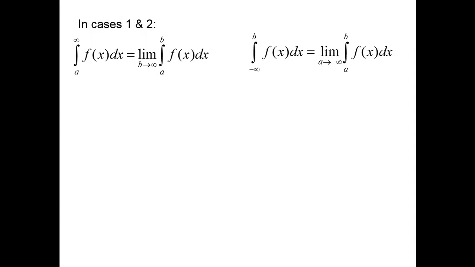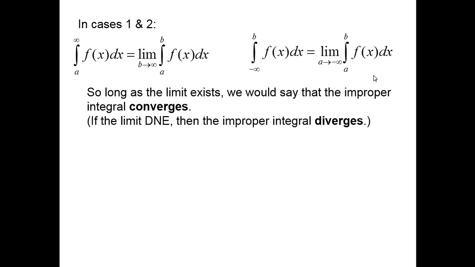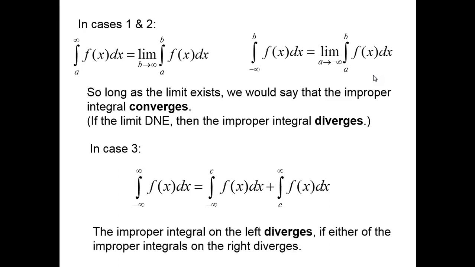In those first two cases, the integral from a to infinity, which is really this limit, or the integral from negative infinity to b, which we really write as this limit, as long as that limit exists, then we would say that the improper integral converges to that number. If for some reason that limit either goes to infinity or doesn't exist, then we would say the improper integral diverges. In that third case, where we broke it up into two separate integrals, if either integral on the right diverges, then we say the integral on the left diverges.